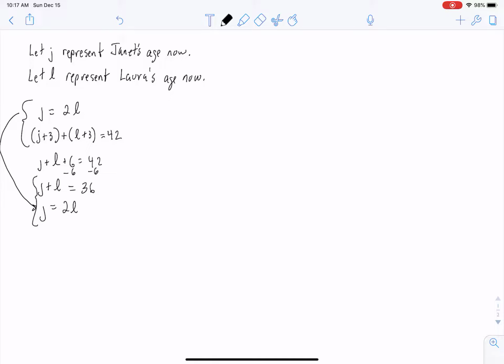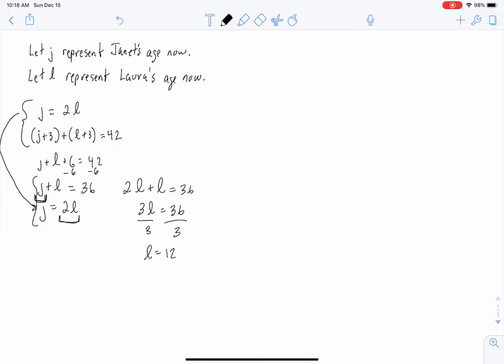So this is jumping out to use substitution, right? Because this is solved. J is solved for 2L. So I'm going to substitute that 2L right in there. So I get 2L plus L equals 36. 3L equals 36. Divide by 3. L equals 12.